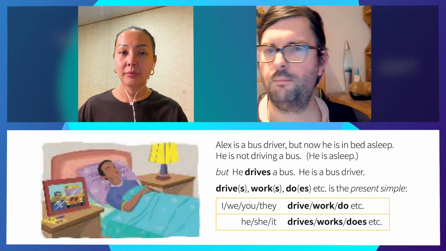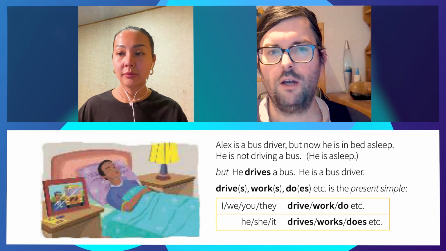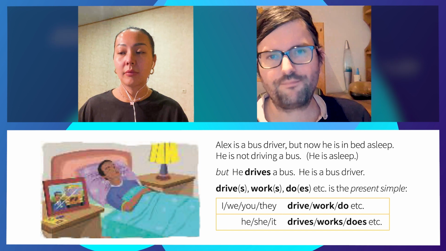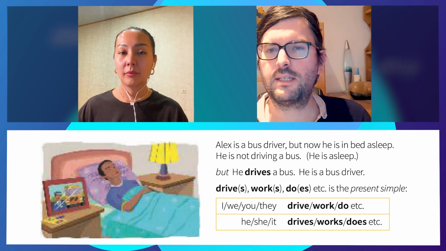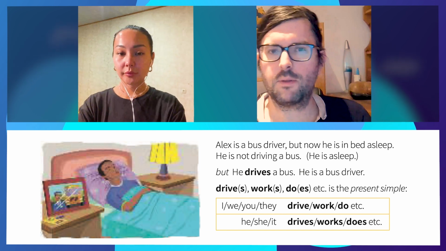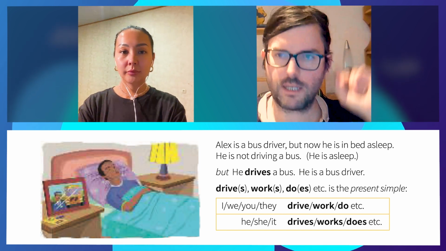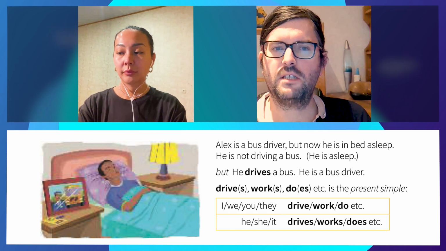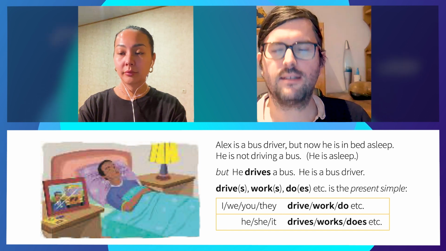So today we're going to be looking at a little bit more grammar. Today we're looking at the present simple tense, a very, very commonly used tense in English. To give you an example, Alex is a bus driver, but now he is in bed asleep. He is not driving a bus because he's asleep. That's the present continuous that we talked about last time. So he's not doing that right at the second because he's asleep.